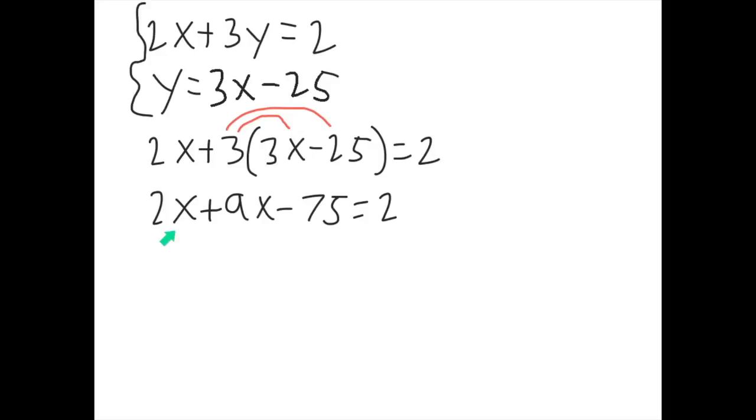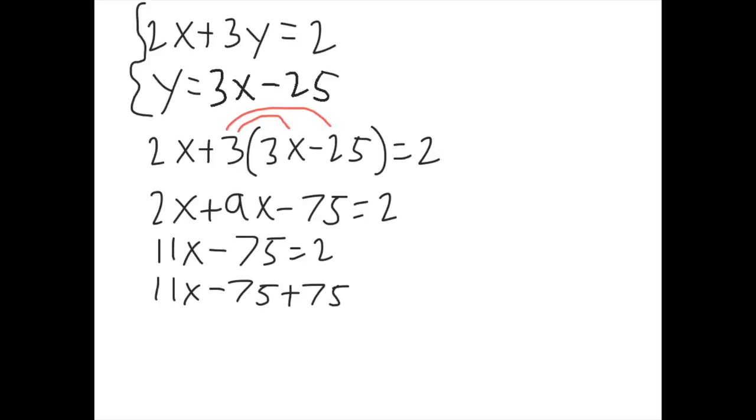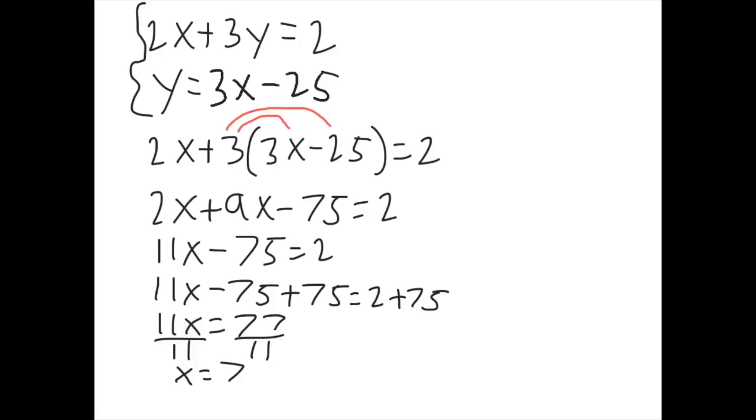Now we can combine like terms here and say 2x plus 9x is 11x, minus 75 equals 2. Now it's a two-step equation, so we can add 75 to both sides, and that gives us 11x equals 77. So we divide both sides by 11, and that gives us x equals 7.